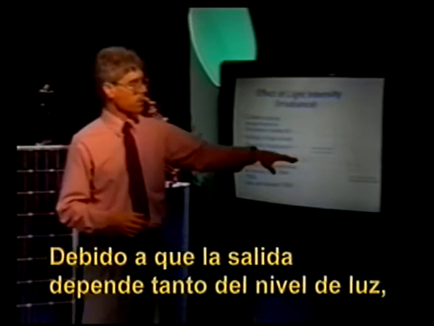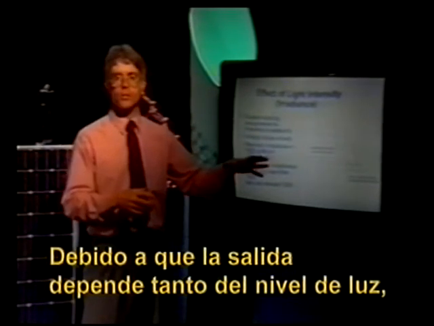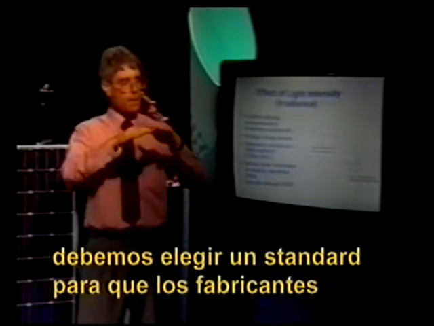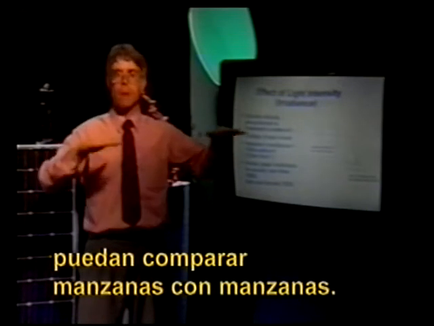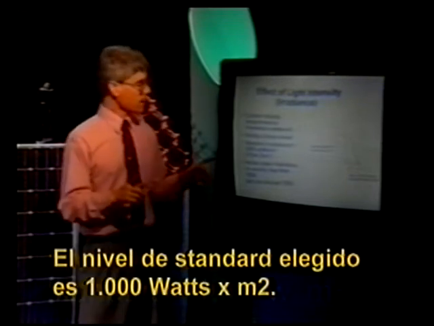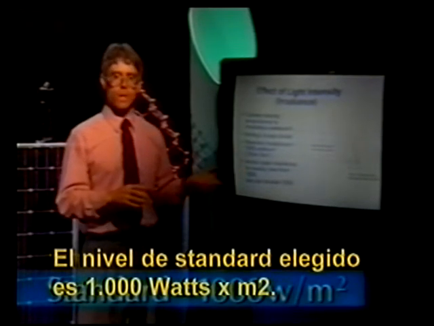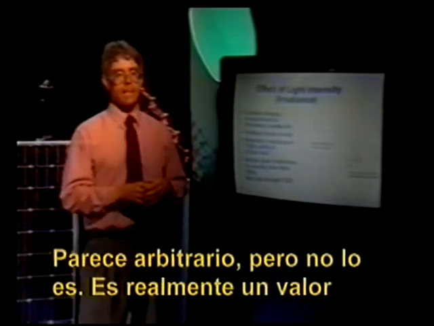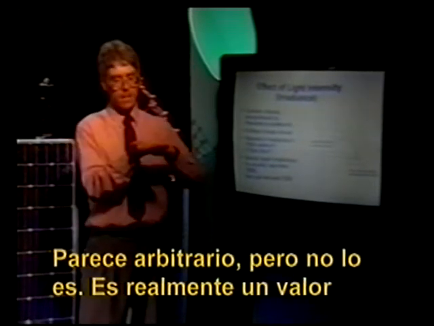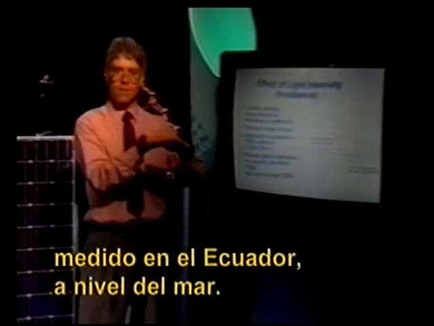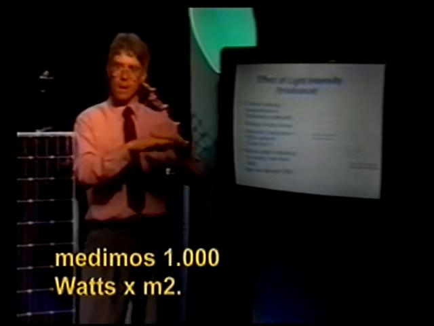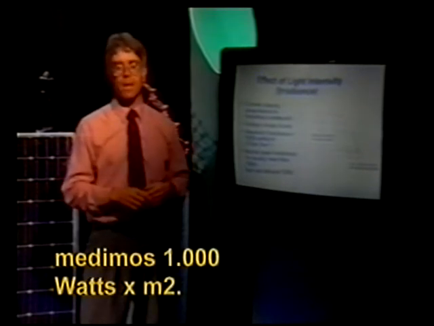Because output depends so much on light level, we have to choose a standard. We have to somehow standardize so that manufacturers compare apples to apples. The standard level that's chosen is 1,000 watts per square meter. We often call that 1 sun. It sounds pretty arbitrary, but it's not. It's actually a measured value at the equator, at sea level, under certain conditions of clarity of sky, we measure 1,000 watts per square meter.